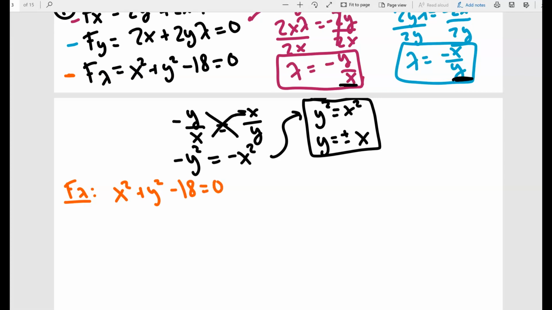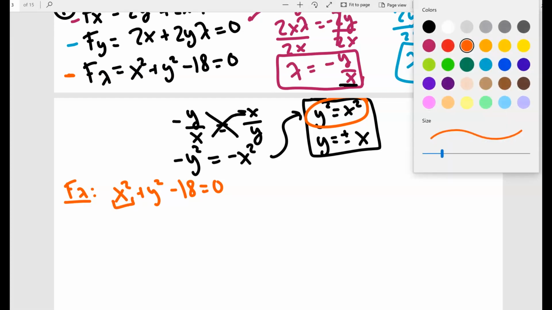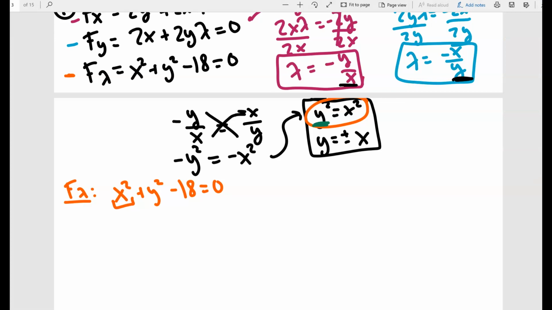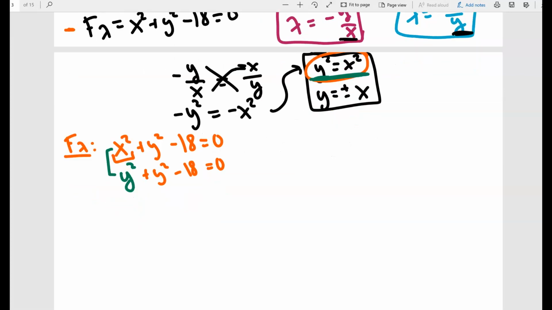So if you see, x squared equals y squared. So all I have to do is just plug that in there instead of squaring it again. So I know x squared right here is just equal to y squared. I'm just going to write y squared in there because x squared is equal to y squared, based on this relationship right here. And then everything else is just the same. Plus y squared minus 18 is equal to 0.